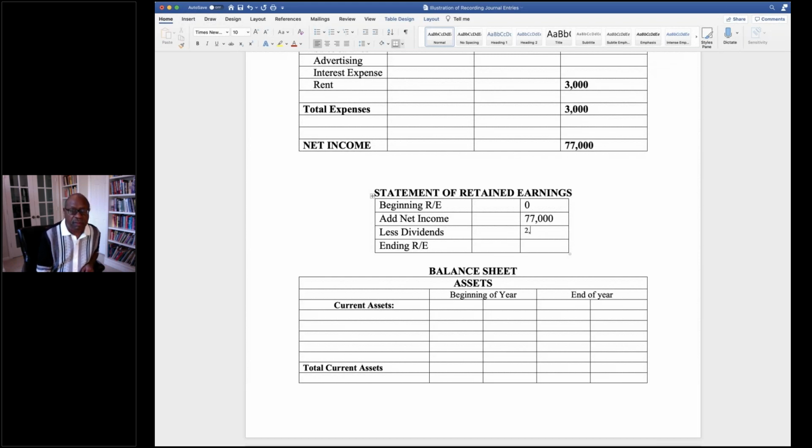Going back to. And so we subtract the 2,000 from the 77,000. And that tells us that we retain $75,000.